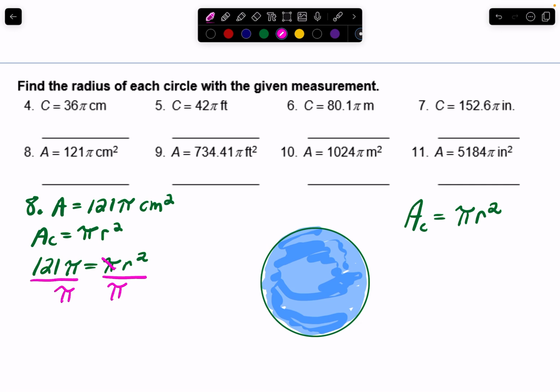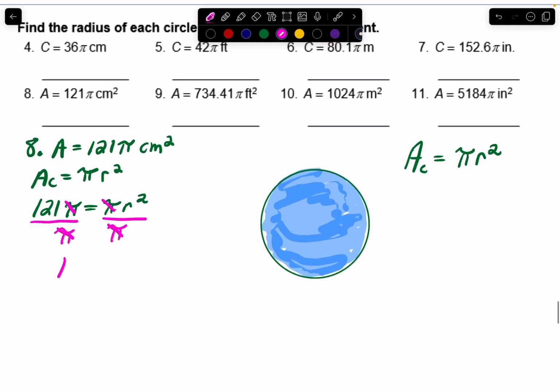You'll notice this pi cancels with this pi. This pi cancels with this pi. And you end up with 121 equals r squared. Well, now we got to get rid of this square.